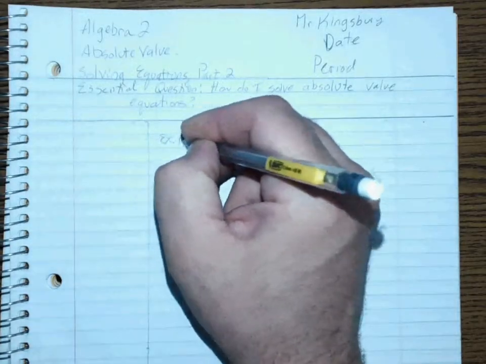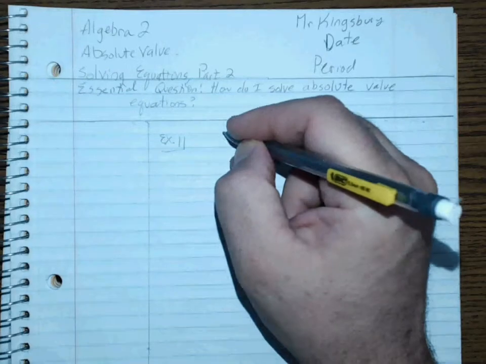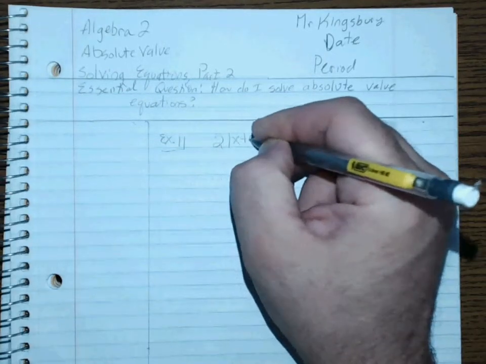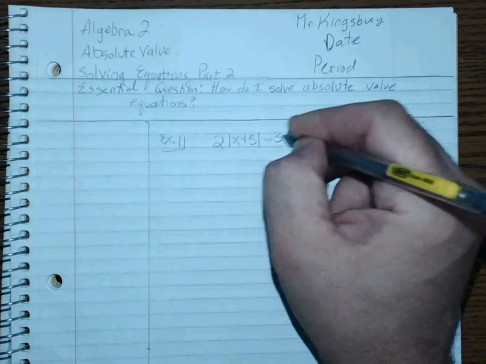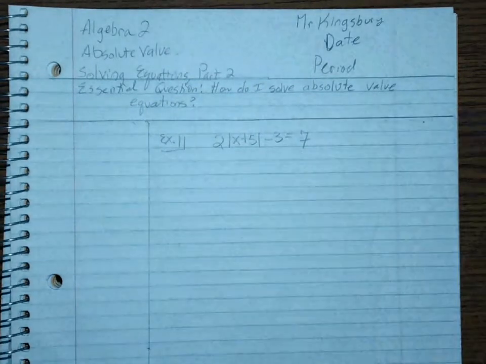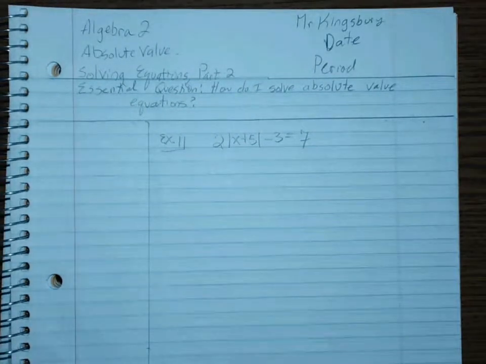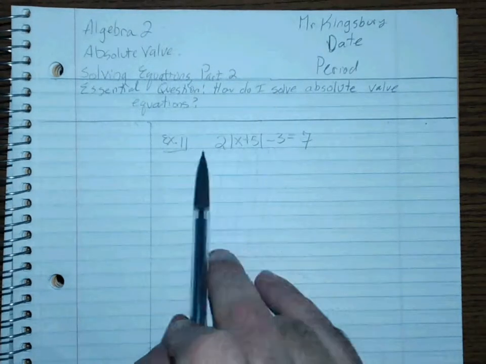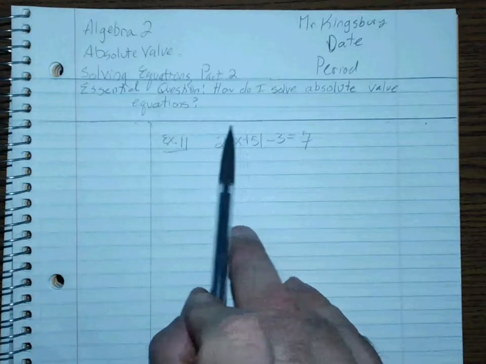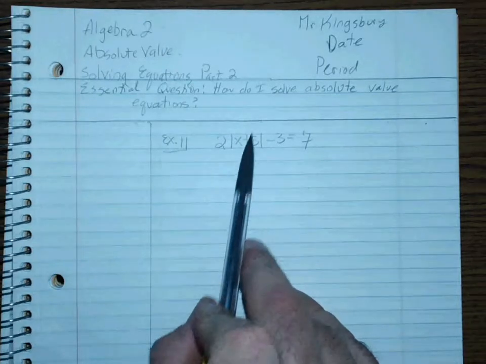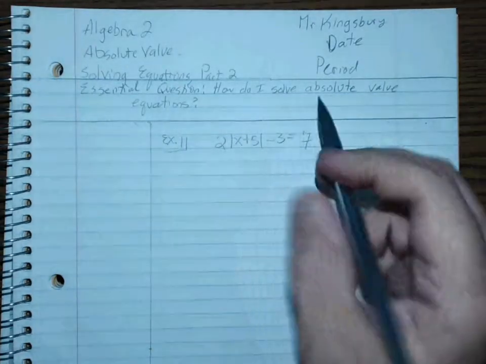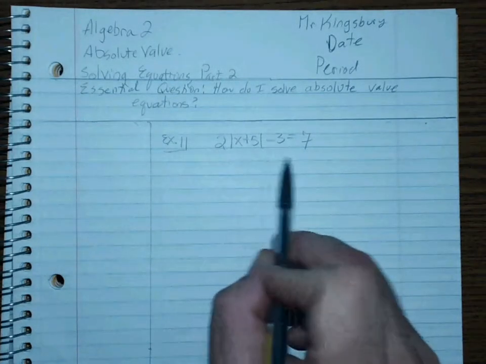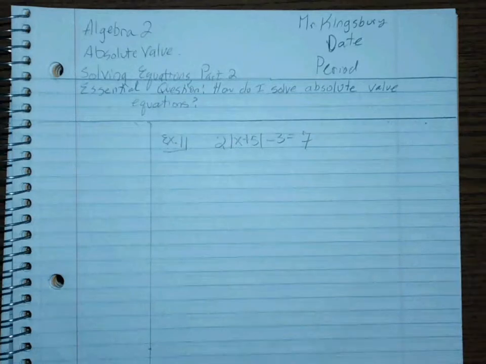Here's example 1. Let's say I give you the equation 2 times the absolute value of x plus 5 minus 3 equals 7. Now, as we mentioned in the other video, you have to get rid of the stuff on the outside first before we can deal with the absolute value sign and then the stuff inside. You technically could either divide everything by 2, or you could add 3 to both sides. Either of those is a good first step.